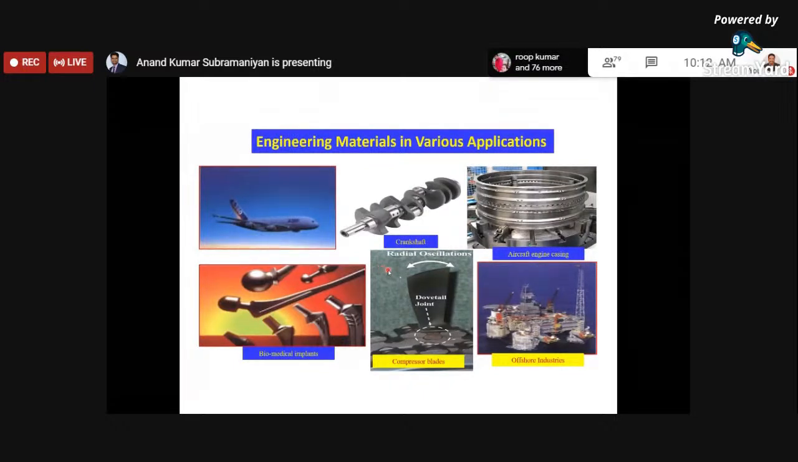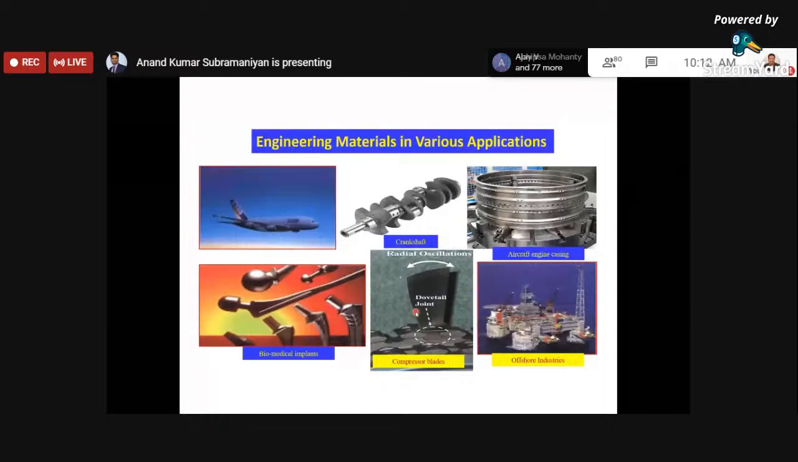So we see that different types of engineering materials are being used in various kinds of applications, from aerospace to biomedical to offshore, and they are all subjected to different types of, in fact maybe very harsh, service operating conditions, right? Because of which the material tends to undergo failure, especially from a surface point of view. When the component is subjected to, let's say in this case the offshore industry, it could be because of corrosion kind of surface damage that the material can fail.